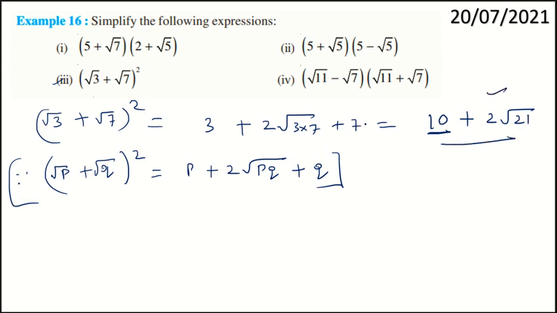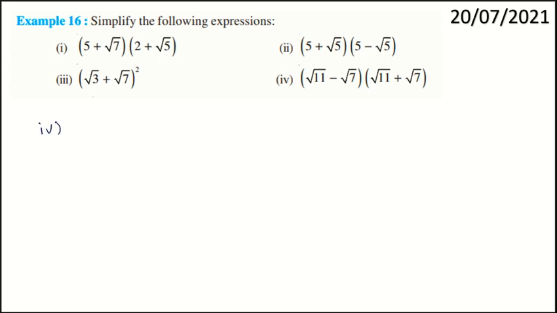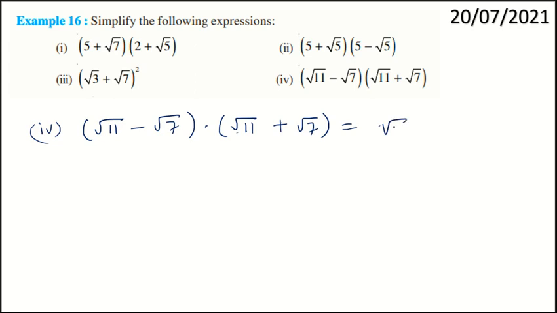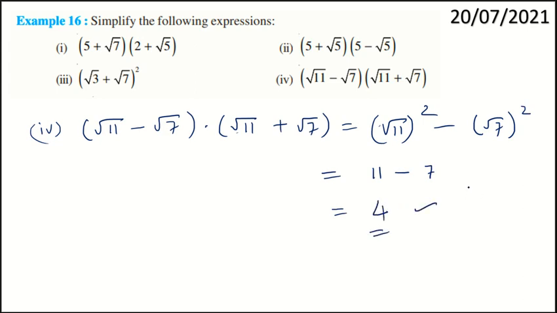Now moving on to question number 4. Root 11 minus root 7 into root 11 plus root 7 is again x minus y into x plus y type only. So x square, that means root 11 whole square minus root 7 whole square. Root 11 square is 11, minus root 7 square is 7. So 11 minus 7 is 4. 4 is the answer. Then we'll go on to the next question.